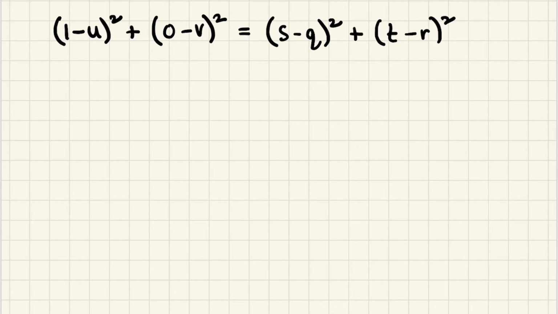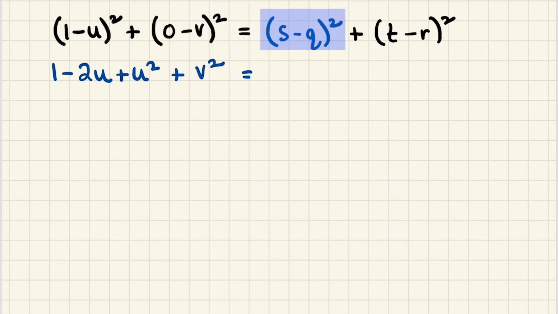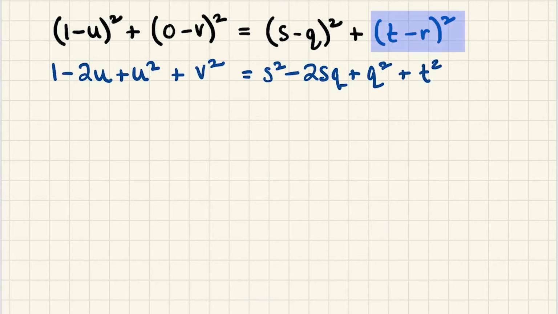So on the left here we have 1 minus 2u plus u squared, which is what we get foiling out (1 minus u) quantity squared. Here we have negative v squared, which is negative v times negative v, so that's actually positive v squared. And here we're going to have s squared minus 2sq plus q squared. And here, foiling this, we get t squared minus 2rt plus r squared. All right, so this is a mess, but wonderful things are going to happen.